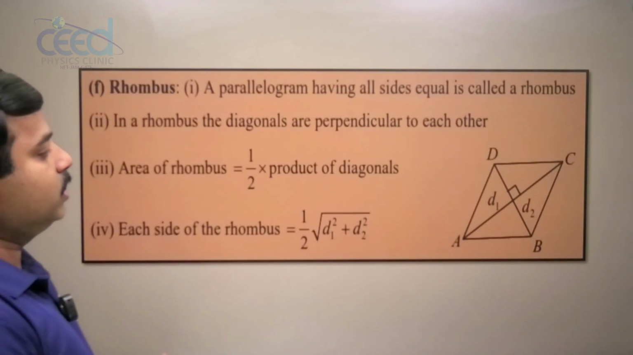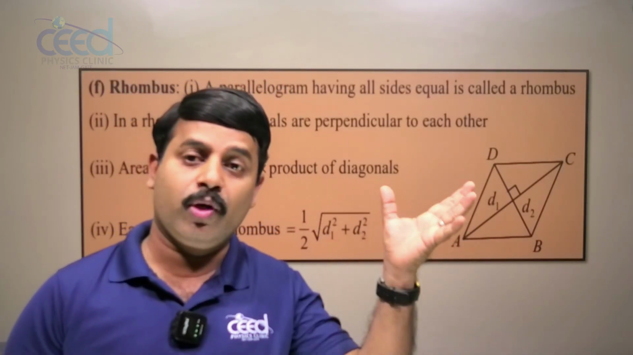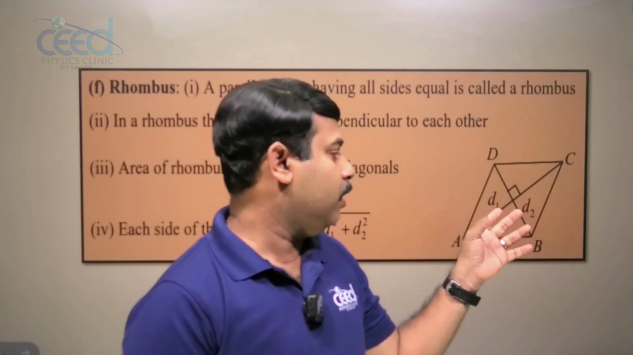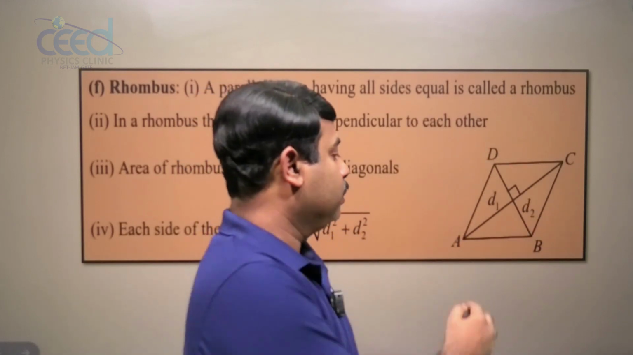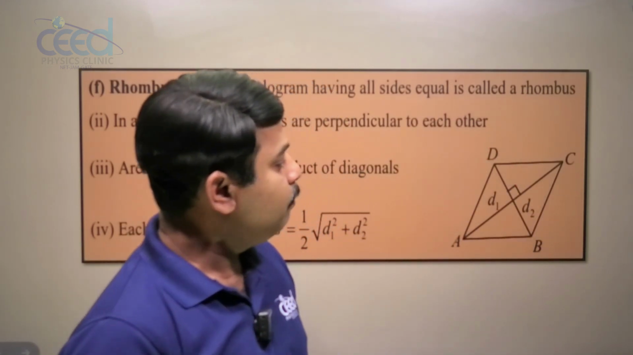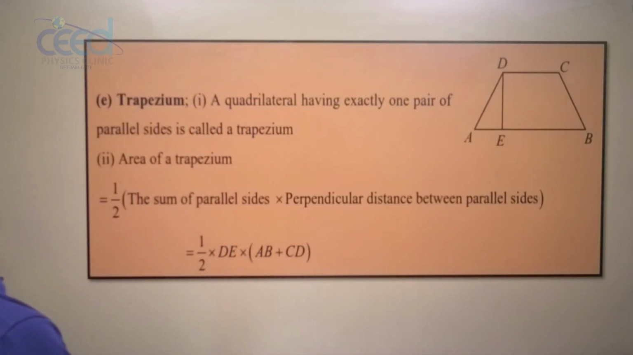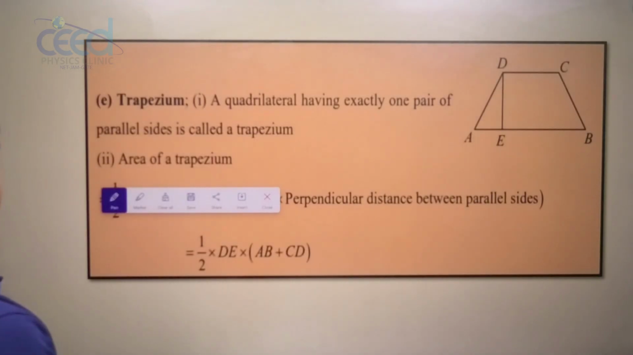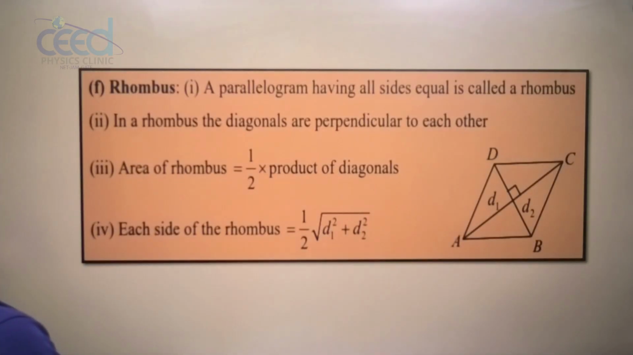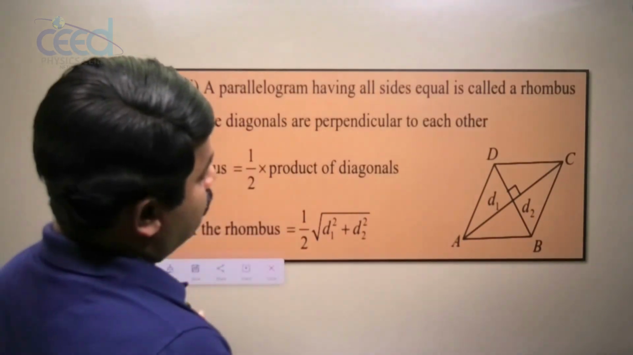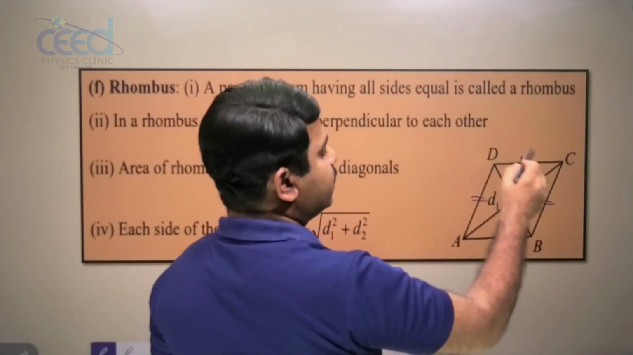Now rhombus, what is a rhombus? Rhombus means, think about a parallelogram. In a parallelogram, what you have seen, opposite sides are equal. This is equal to this, right? But in a parallelogram, the other opposite sides are also equal, and we have seen the other opposite sides are also parallel. So this is also parallel, right?